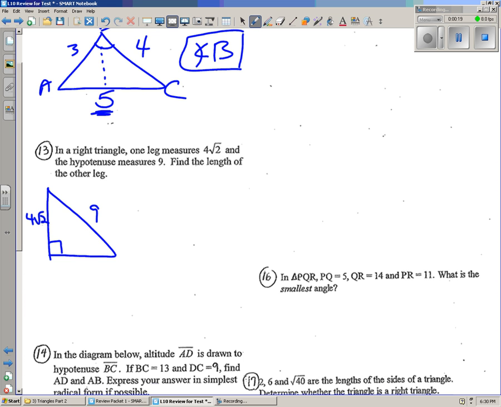Pythagorean theorem time, okay? I'm going to call this B. So we have a squared plus b squared equals c squared. 4 square root of 2 squared plus b squared is equal to 9 squared.